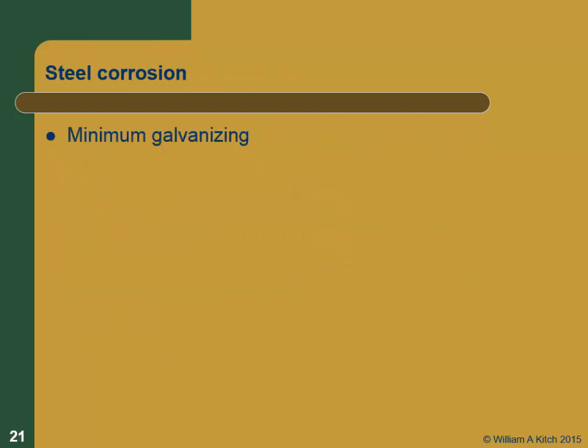Okay, so let's talk about steel corrosion. This is another case where, like I said, you don't need to know chemistry. You need to know that somebody needs to know chemistry, that chemistry is important, and to look it up.